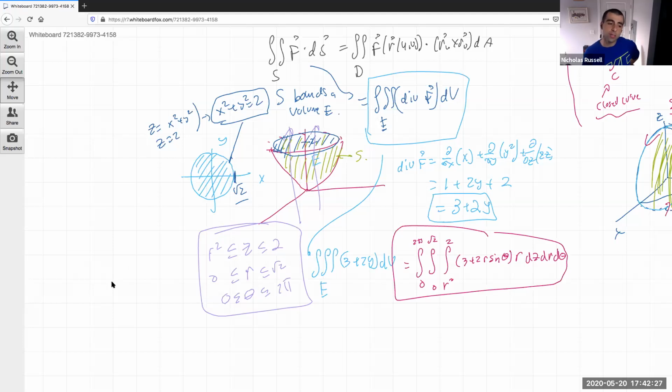The reason why I changed to cylindrical here was because I saw that my bounds were from x squared plus y squared to 2, and when I project onto the xy plane, this region could be described very, very well with polar coordinates, right? So if I want to integrate this completely in terms of polar coordinates and cylindrical coordinates, I want to expand that and go to cylindrical coordinates.